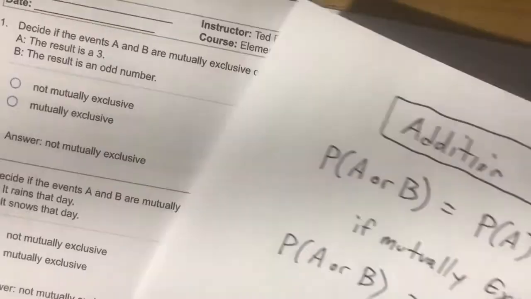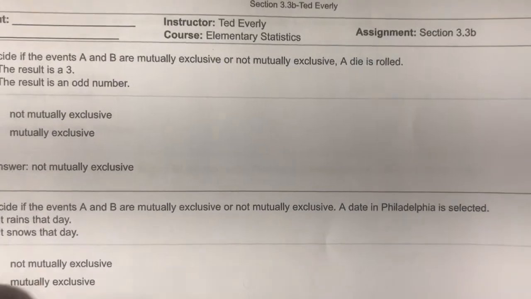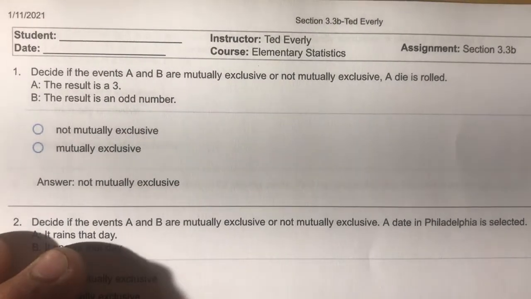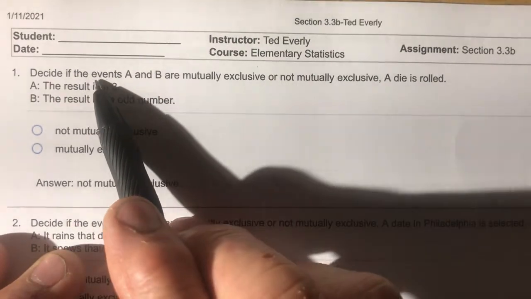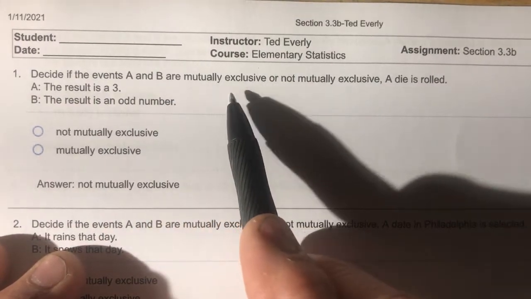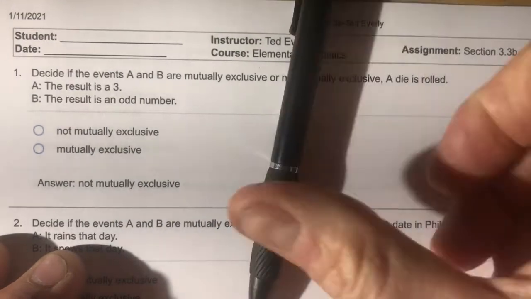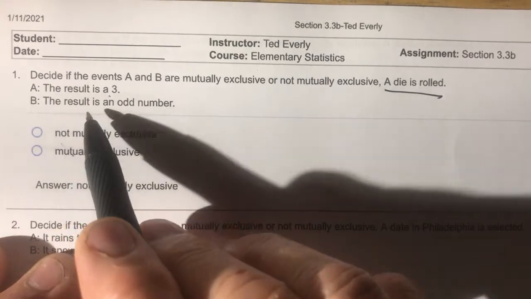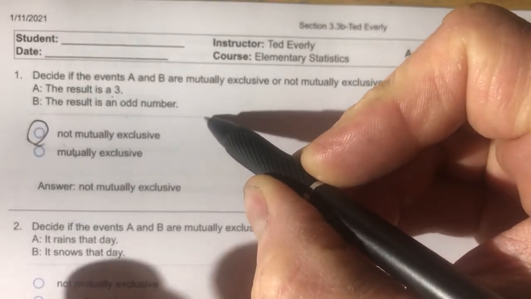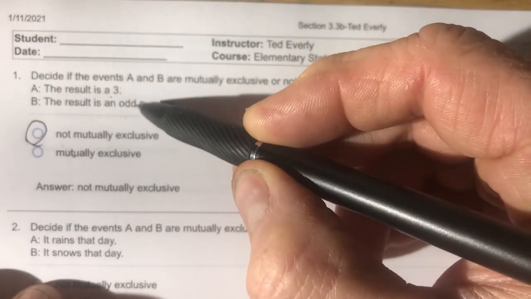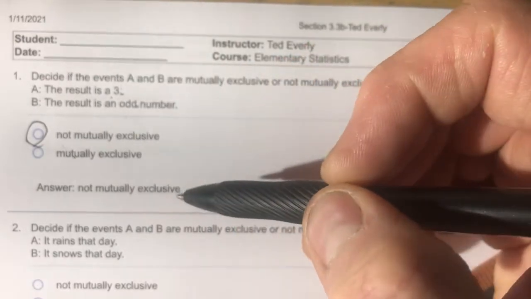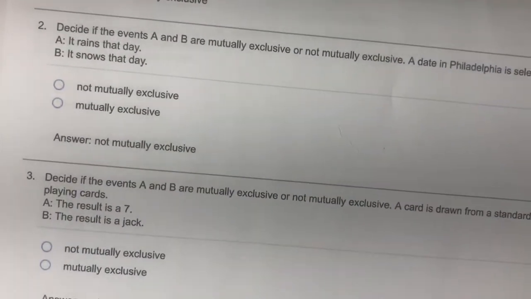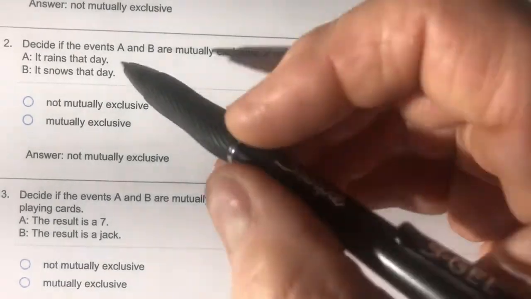All right, so in this one here, we're going to hit more on mutually exclusive, like number 1 here. Decide if the events A and B are mutually exclusive or not mutually exclusive. A die is rolled. The result is 3. The result is an odd number. We actually just did this. These are not mutually exclusive because it's possible to do both. A 3 is odd, so if I roll a 3, I'm doing both of these.